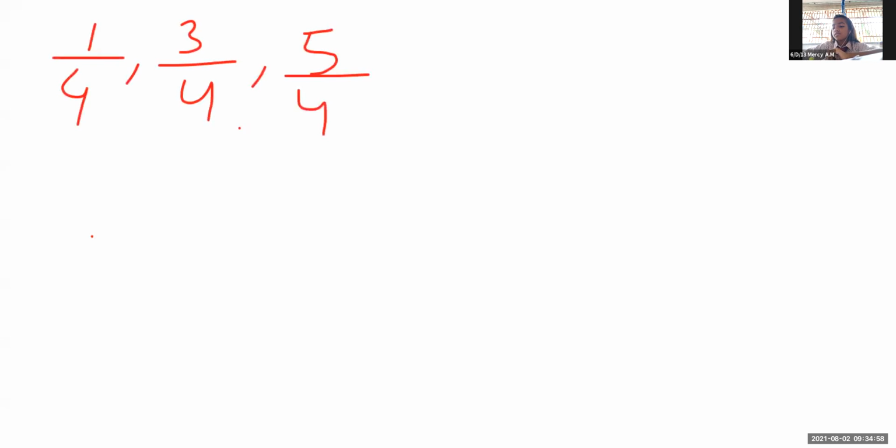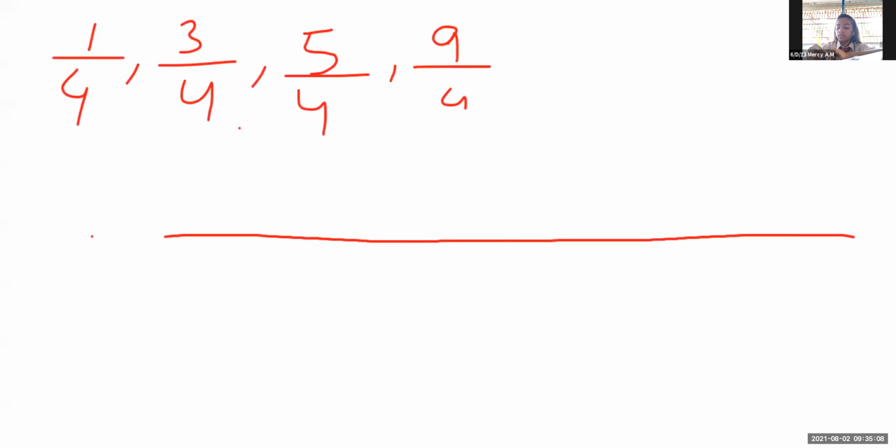My next question is 1/4, 3/4, 5/4 and 9/4. This is my question. Now what will I do first? I want answers from your side also. I will make a number line. Now the denominator is what? The denominator is what? Very good. The denominator is 4.